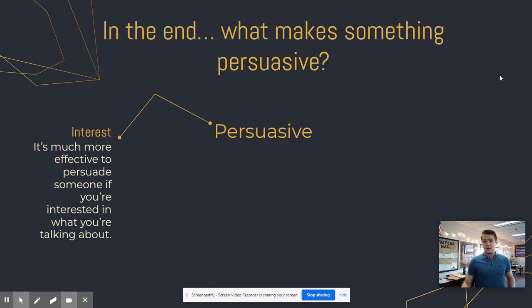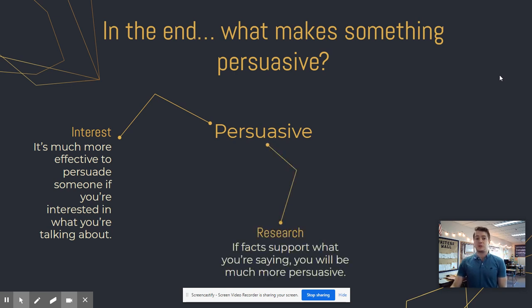Number 1, maybe the most important, is interest. It's much more effective to persuade someone if you're interested in what you're talking about. So if you're me, a crazy ELA teacher, I'm really interested in things like author's purpose. So if I'm trying to convince you guys that author's purpose is the best thing ever, it sure helps if I'm interested in it, instead of if I'm talking like this, author's purpose is cool. Not very convincing. So if you're interested in whatever it is you're talking or writing about, it's going to make it more persuasive. Number 2 is research.